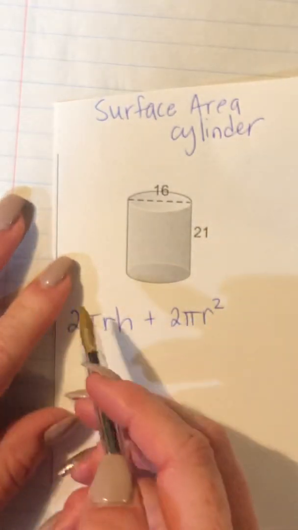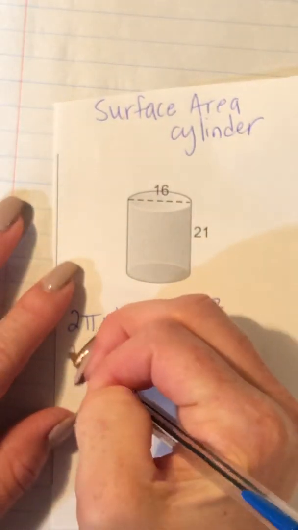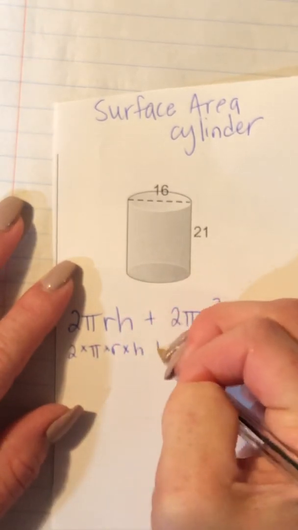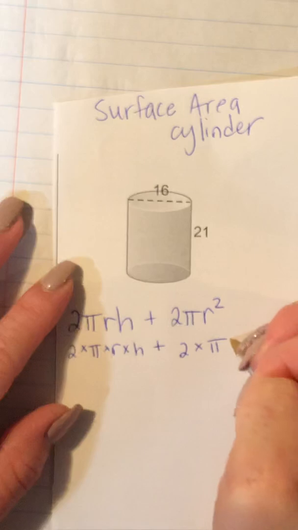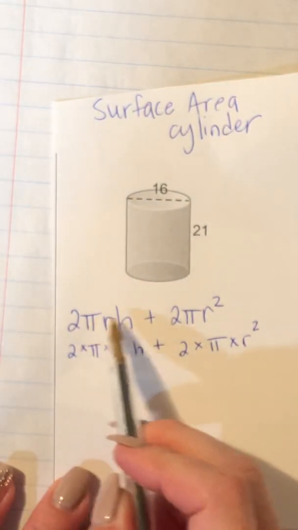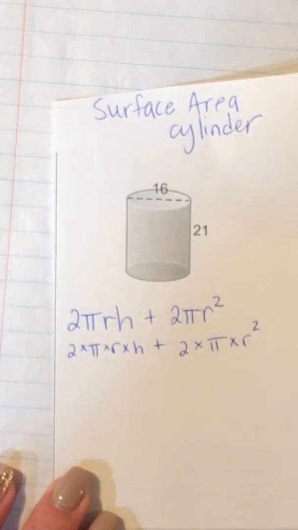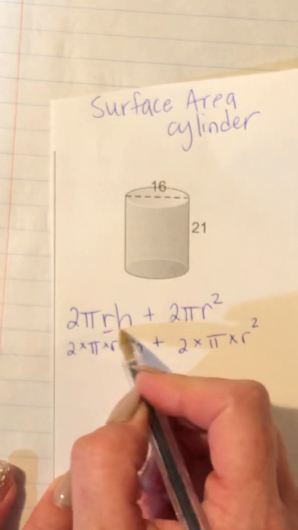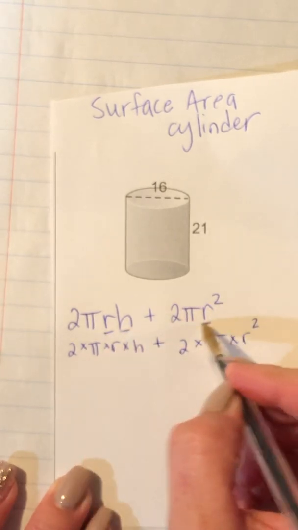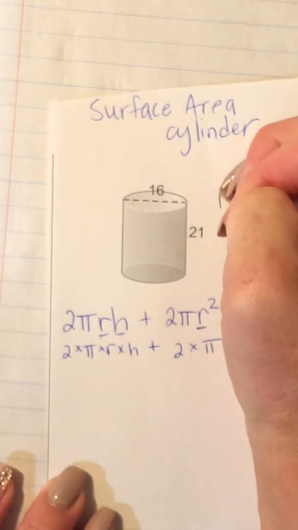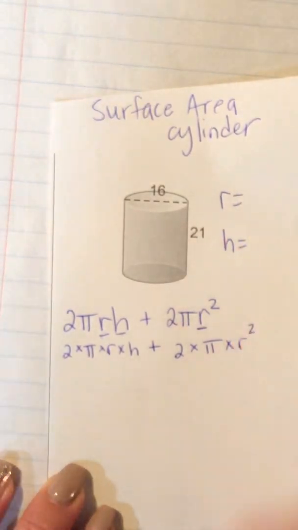Now again, when you don't have any signs, this is basically 2 times pi times radius times height plus 2 times pi times radius to the second power. So anytime there's not a sign in the middle, it basically means to multiply. The cool thing about this formula is the only two things you need are a radius and a height. And over here you need a radius, but it's the same thing. So all I need is a radius and height.